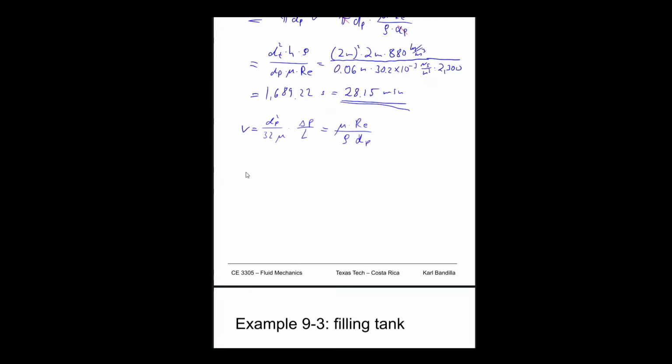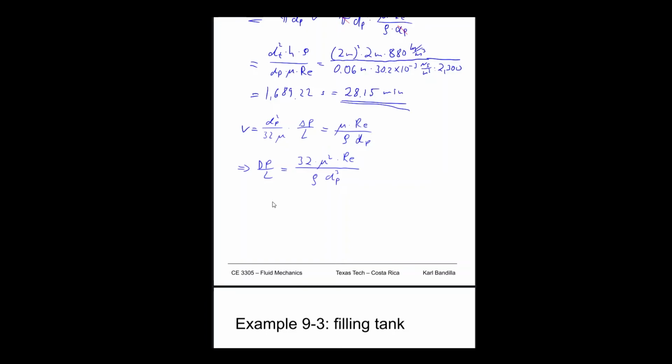So we can solve that for dP/dL, or delta P over L, which is then equal to, well, what do we get? We have to multiply by 32 mu. So we'll get 32 times mu squared, because we already have a mu there, times the Reynolds number, divided by rho, and then we divide by that d pipe squared, so we get d pipe to the third power.